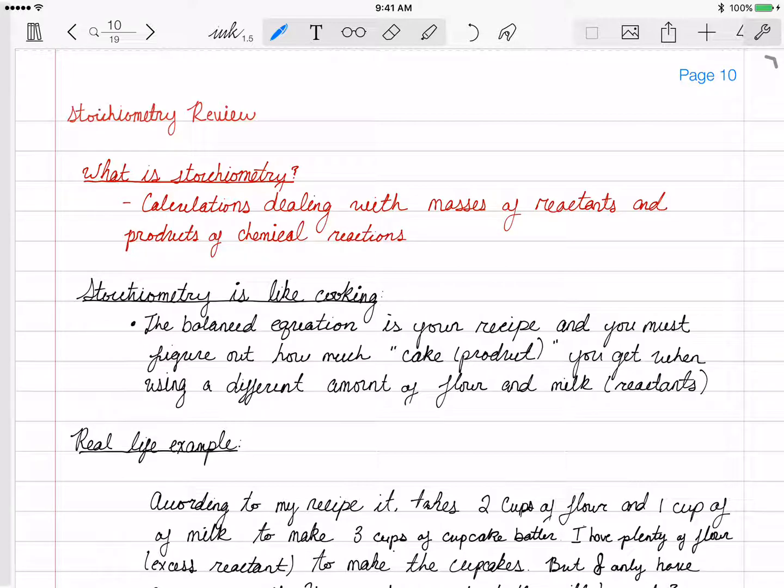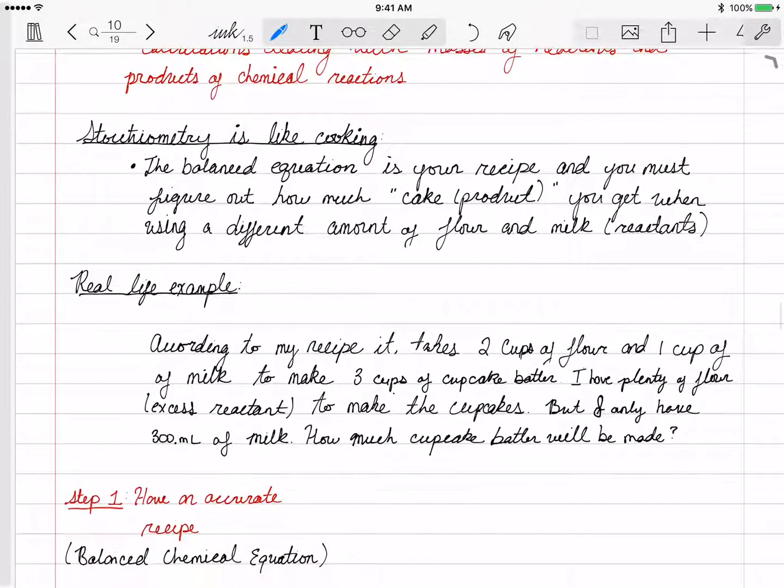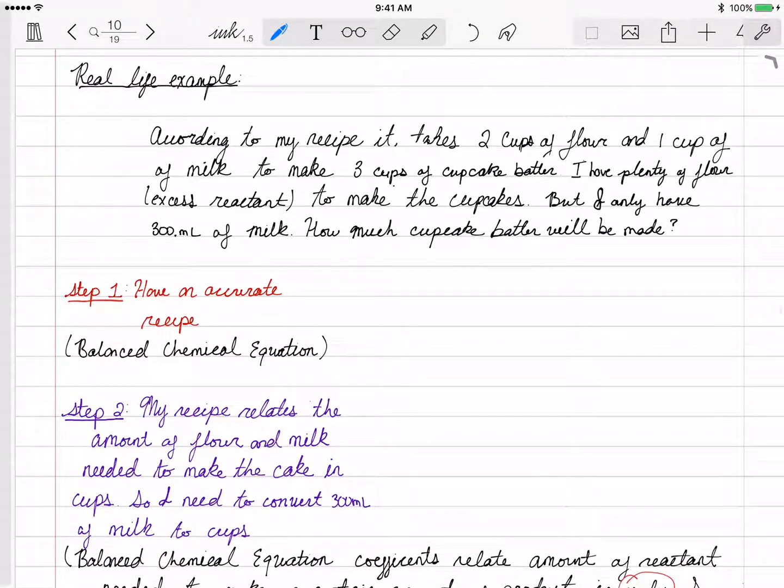And so our first very simple example is actually related to cooking and a recipe. According to my recipe, it takes 2 cups of flour and 1 cup of milk to make 3 cups of cupcake batter. I know that's a lot of cups going on. I have plenty of flour to make the cupcakes, so that's going to be my excess reactant. But I only have 300 milliliters of milk, so that's going to be my limiting reactant. So how much cupcake batter will be made from 300 milliliters of milk?